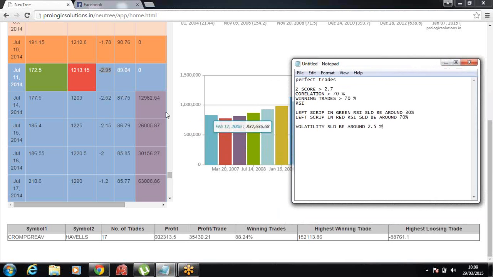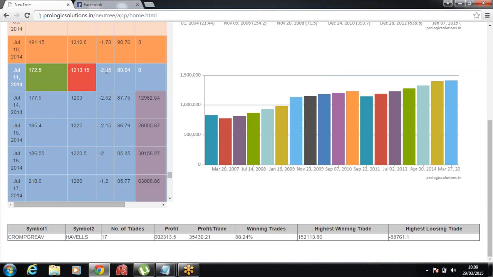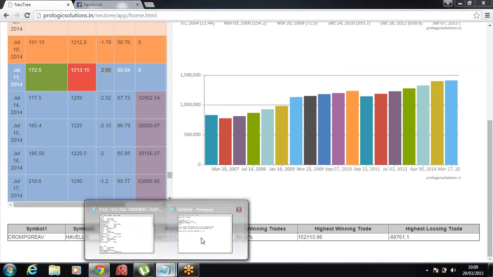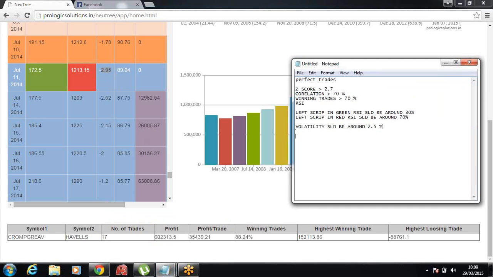Now this particular trade got generated on July 11, 2014. So Crompgreav is a buy, and you have short Havells. It has given a 2.95, that is a Z-score, and the exit Z-score is 1. So you should be looking at 1 as the exit Z-score.